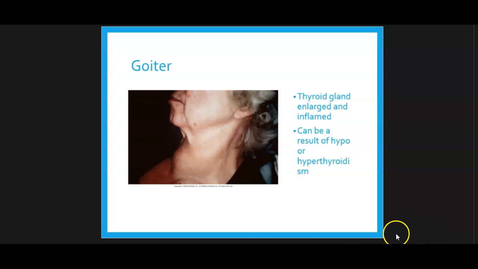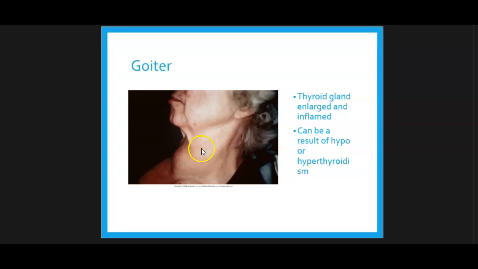Here's an image of a goiter, a very enlarged thyroid. The gland is enlarged and inflamed, and this can be a result of either hypo or hyperthyroidism. Insufficient hormone production can make the gland enlarged, so if it's hypo, it can be enlarged, most commonly caused by not enough dietary iodine. You usually see this sort of enlarged gland in areas that don't have dietary iodized salt, so this is really rare in the US.